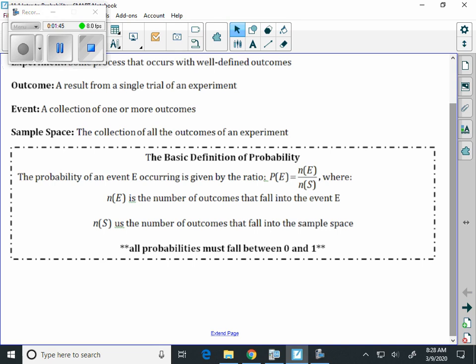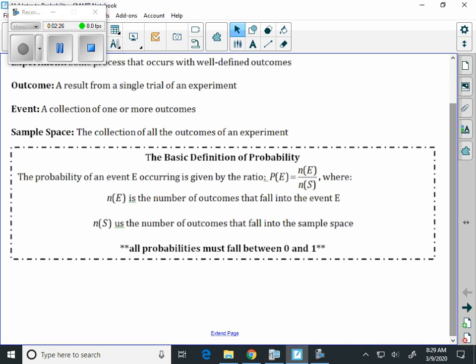Let me say that again. The N(E) is the number of outcomes that fall into the event, and N(S) is the number of outcomes that fall into the sample space. Well, how can I say this a little bit better? The way that I learned probability is it's the ways that something happens out of a total. That's how I think of this. The N(E) is the ways that something happens, and then the N(S) is out of the total ways that it can happen.